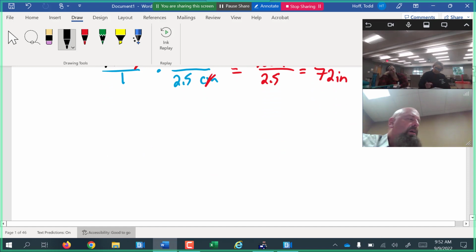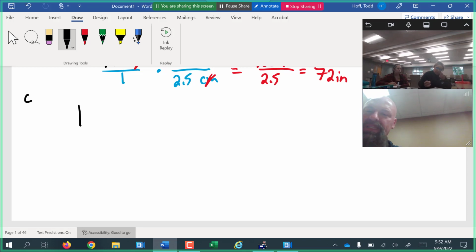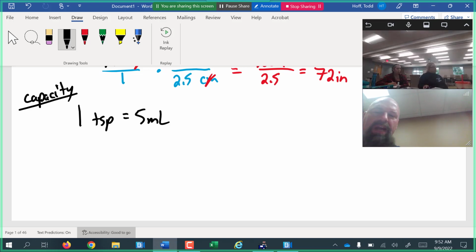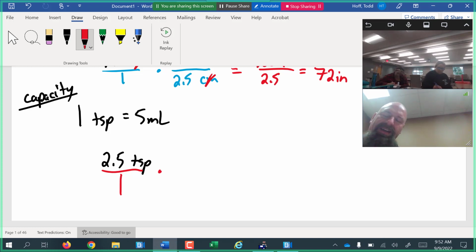There are other conversions that come into play. One of them, for capacity, is that 1 teaspoon is approximately 5 milliliters. So the same thing. If we have a dosage that calls for 2.5 teaspoons, most of us don't even have, in the medical situation, a syringe that measures teaspoons. You might have one in your cupboard at home, but not here. So we're going to convert that into milliliters.